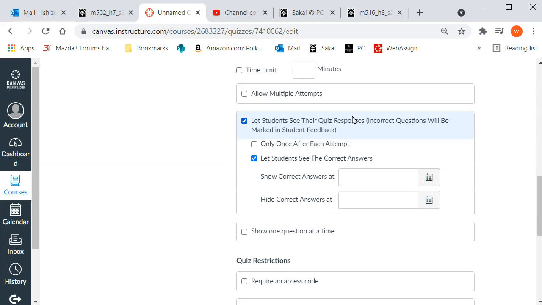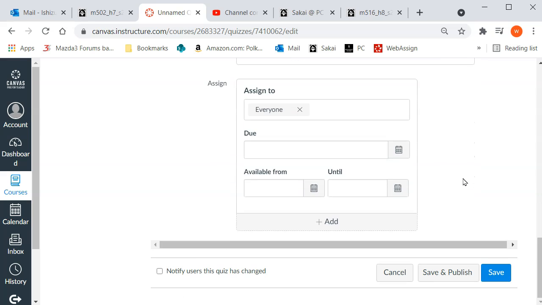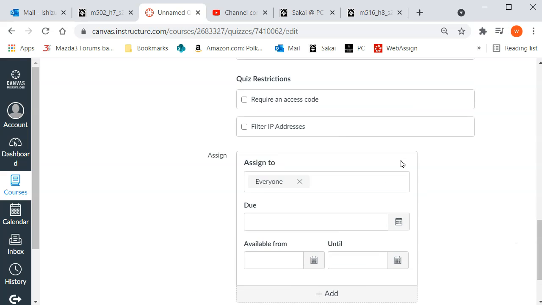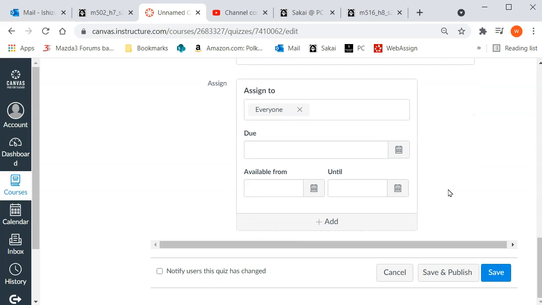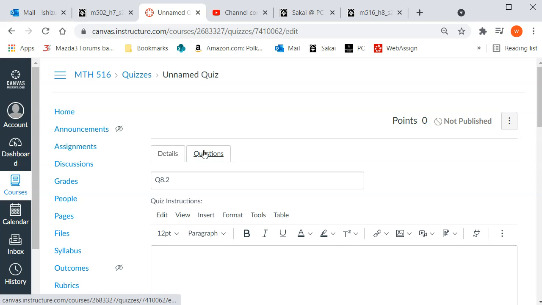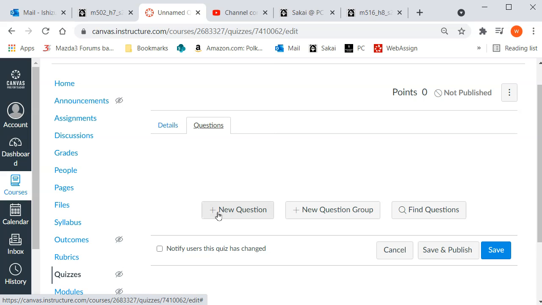Let's see, student can see the response, yeah, and we have that. And quiz response and so on. I think you can just leave everything else blank. Then you can just go to questions. So we just need to create questions. We're gonna hit new questions.